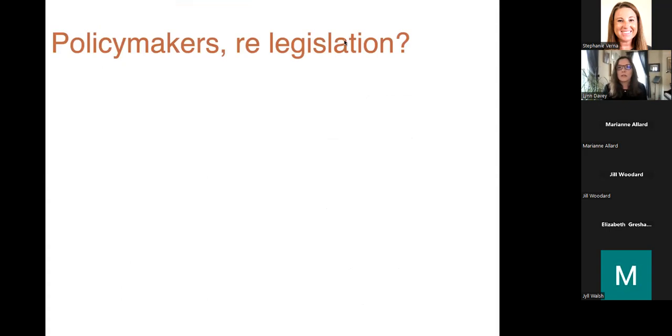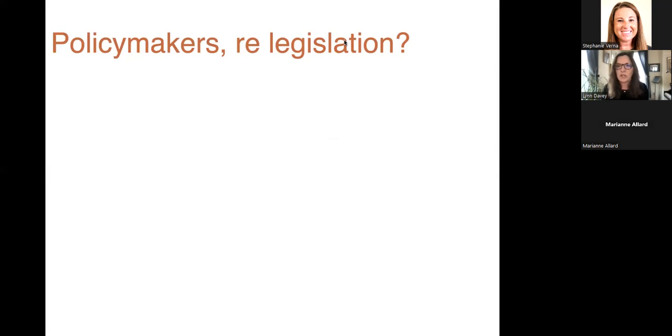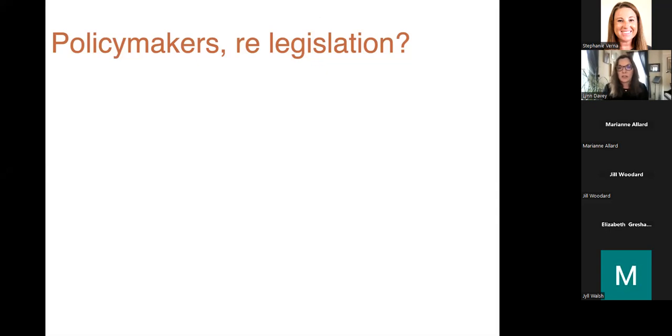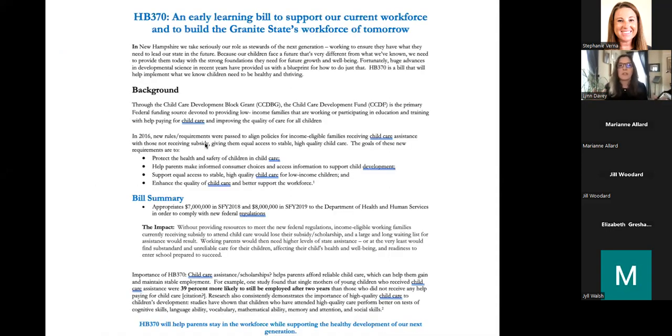What about policymakers? What if you're pushing legislation? I have some clients in New Hampshire in the early childhood field, and they designed a template for anytime they're going to lobby for a particular bill. I know a lot of people can't lobby, but if you're doing advocacy, you could just take the bill number out of this. And this is their template. So they have the bill number at the top and what it's called. This is an early learning bill to support our workforce, to build the Granite State's workforce of tomorrow.